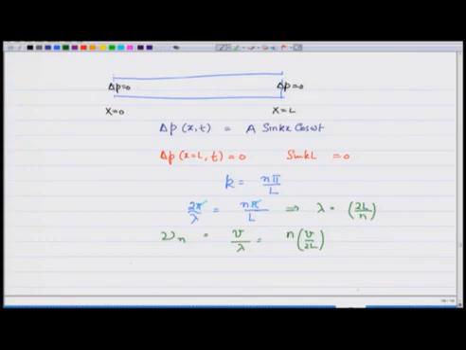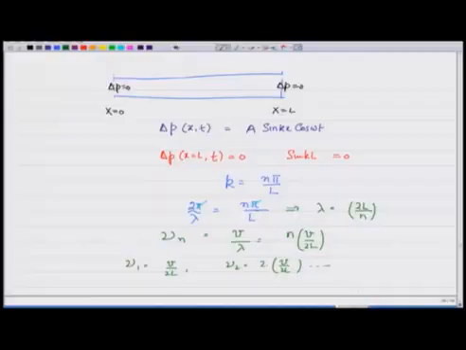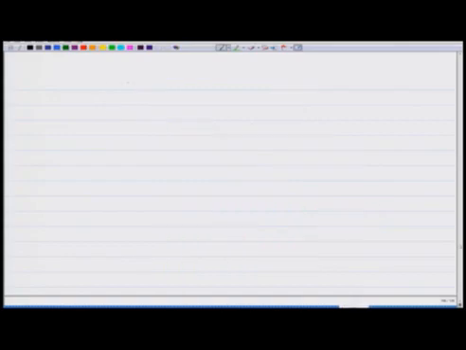So, the frequencies are nu 1, which is V over 2L, nu 2, which is 2 V over 2L, and so on. So, this air column can vibrate at frequencies which are integer multiples of V over 2L. These are, by the way, known as, in the case of strings as well as air columns, the frequencies which are given as n V over 2L are known as harmonics.